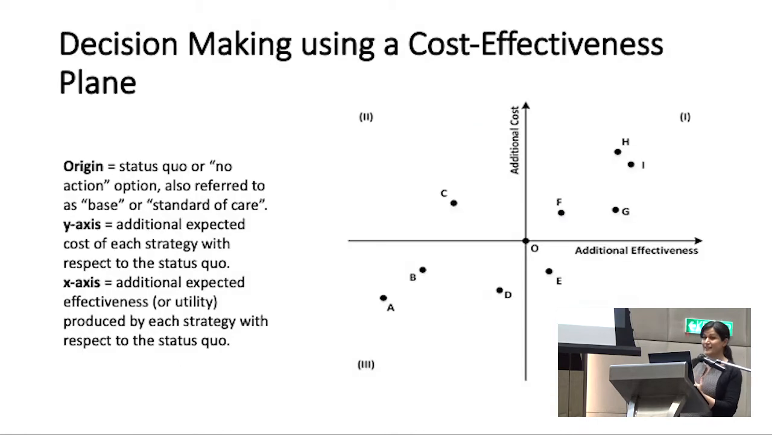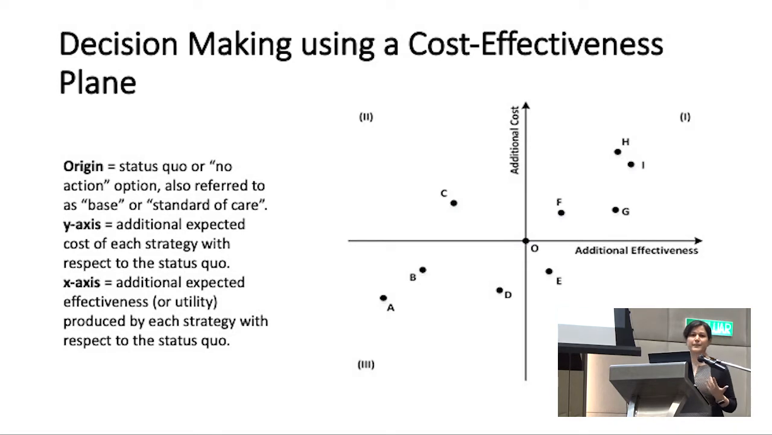And then let's get into this comparative piece, right? So the center of the cost effectiveness plane is our origin or our status quo. If we are in a do nothing state or standard of care, we already described the y-axis is the additional expected costs of each strategy with respect to the status quo. The x-axis is the additional expected effectiveness or utility, if we're looking at QALYs, produced by each strategy with respect to the status quo. And so when we're looking at this, we want to do some assessment and some elimination.